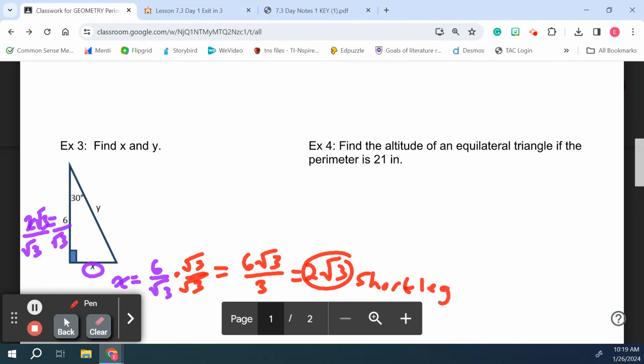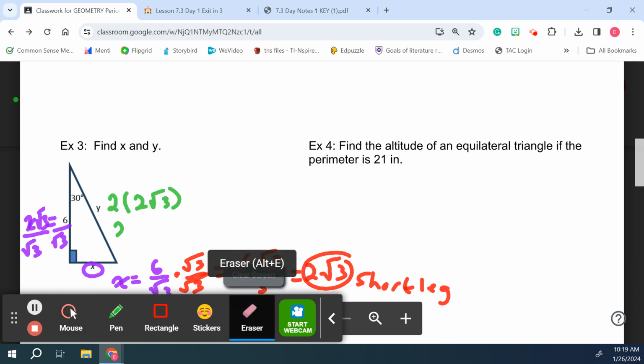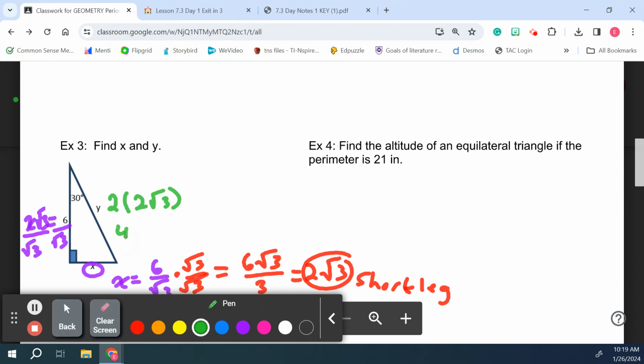So that means for that hypotenuse, I'm going to have to multiply that by 2. So this will be 2 times 2 square root 3, which gives us 4 square root 3.